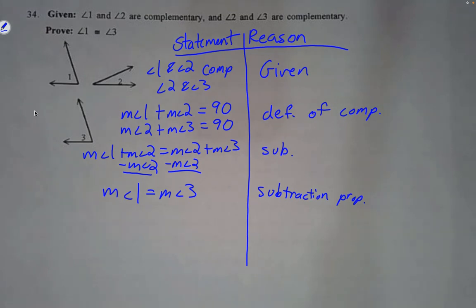So what does that tell us? If the measure of those angles are equal, what do we know? They're congruent. So angle 1 is congruent to angle 3. Wait, where did you put subtraction at? Right here, I subtracted angle 2, and that's how we got this.